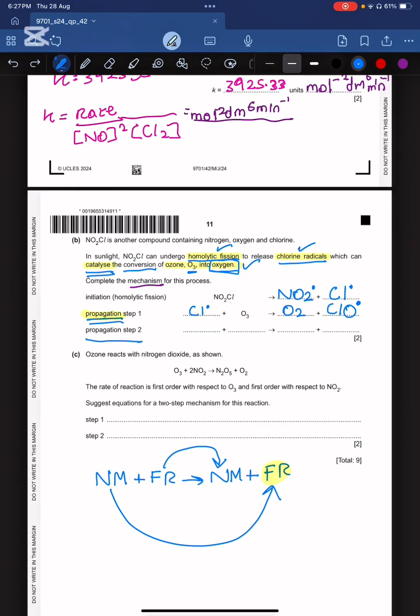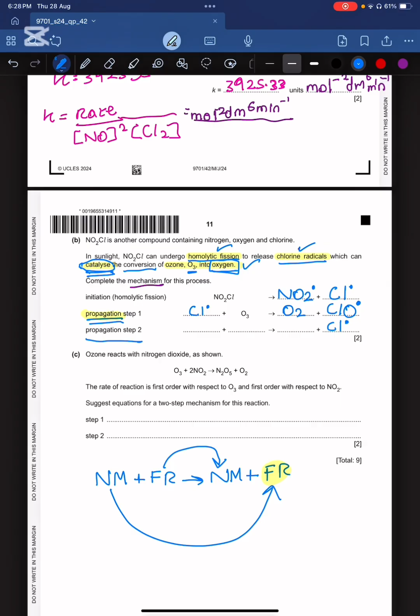The question says that chlorine radicals are released, which catalyze the conversion. This word is extremely important since chlorine radical here is acting as a catalyst, as we have learned. Catalysts can take part in a chemical reaction but remain unchanged and are reformed at the end of the reaction, which means that the Cl radical which we use here will be produced here. So I can write Cl radical right here.